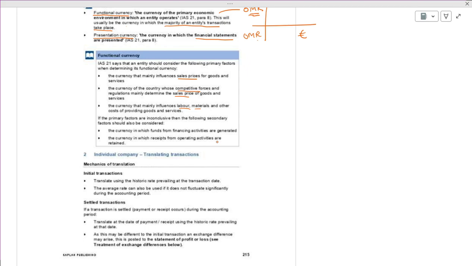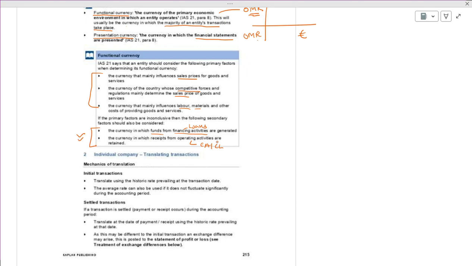That is called the functional currency. If the primary factors are inconclusive, then the secondary factors should be considered: the currency in which funds from financing activities are generated, that is, in which currency we are taking loans, and the currency in which receipts from operating activities are retained. What are operating activities? Current assets and current liabilities. If the first conditions are not there, then we have to check with these conditions.